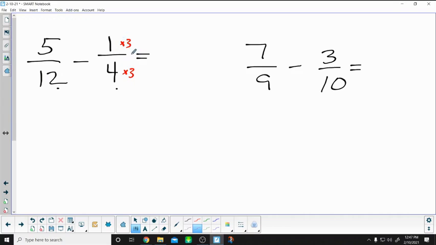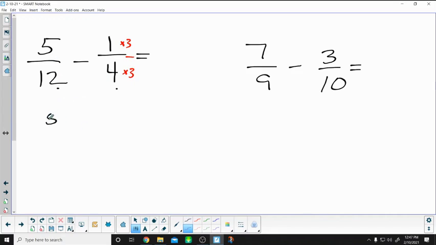Because in the big picture of things, what is 3 over 3? That is 1. I am multiplying this fraction by 1, which keeps its value. It doesn't change the value because anything times 1 stays the same. But I am changing the looks of it. So let's see what happens.